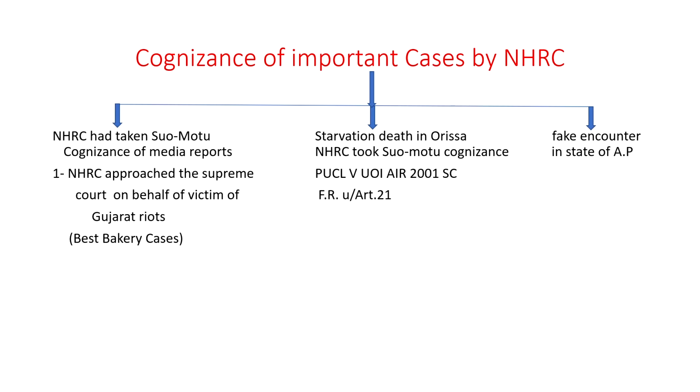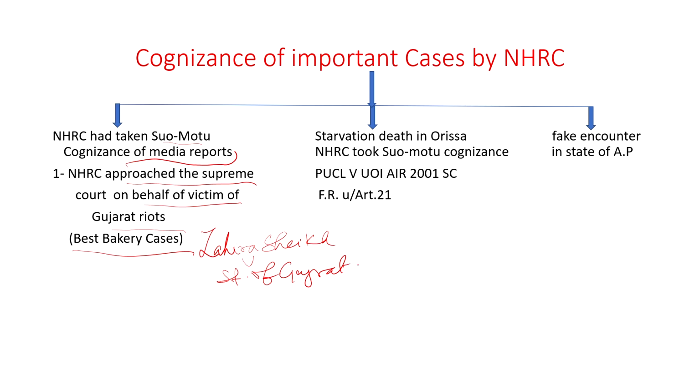You just look at this. NHRC had taken suo motu cognizance of media report. NHRC approached the Supreme Court on behalf of victim of Gujarat riots. This case is known as Best Bakery case. Case of the name is Zahira Sheikh versus State of Gujarat, AIR 2004 Supreme Court. This case is popularly known as Best Bakery case.